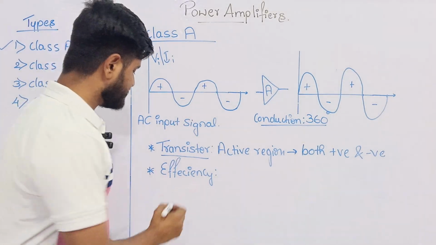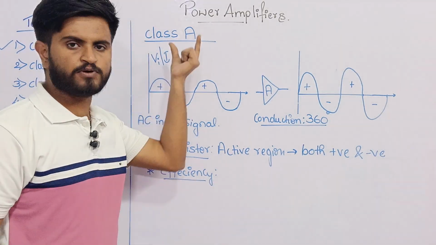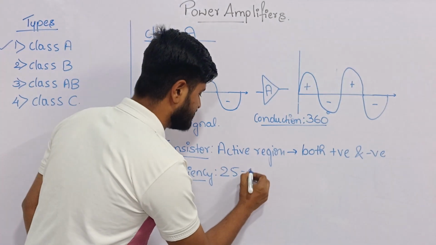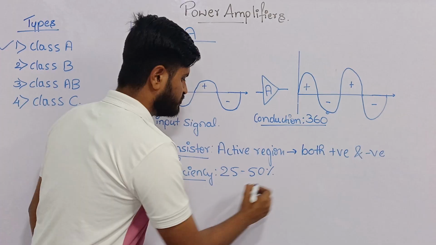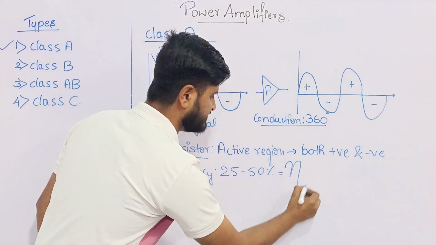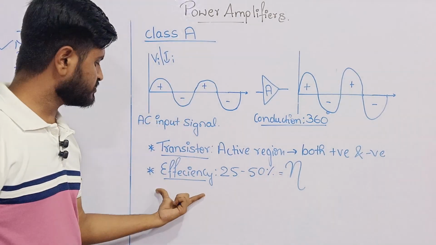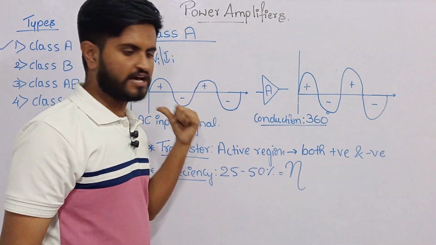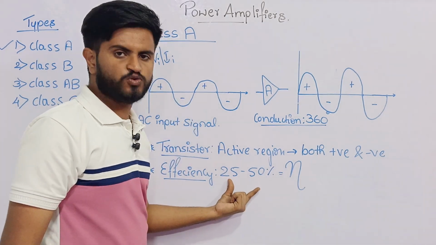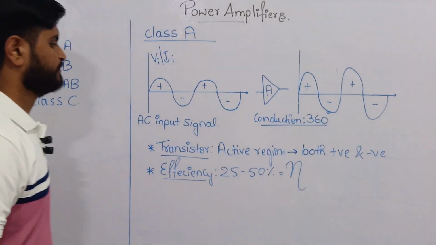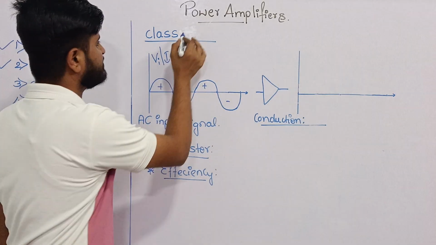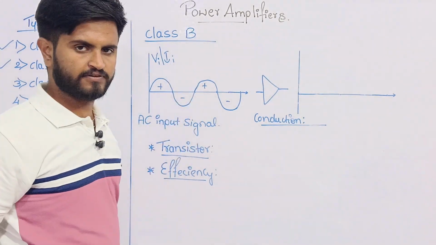Now, if we see the efficiency of the class A power amplifiers, it is about 25 to 50%. You can represent it using the eta symbol, which is used to represent the efficiency. So, the efficiency of class A amplifier is between 25 to 50%. Now, the second one is class B power amplifier.